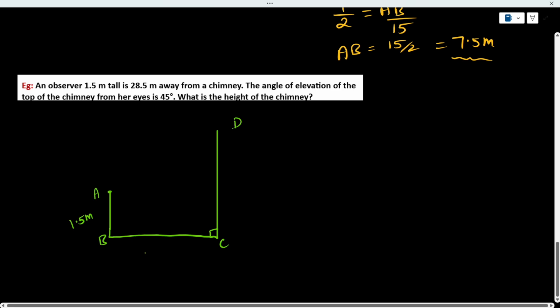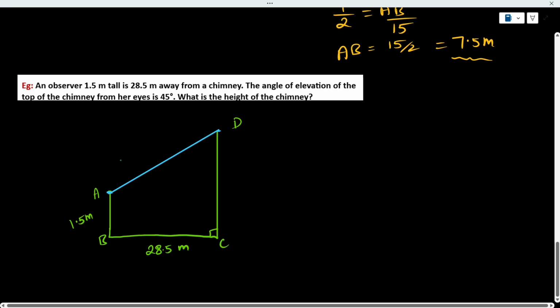So this is going to be a 90 degree angle, and the distance between B and C is 28.5 meters, right? The angle of elevation of the top of the chimney. What is the top of the chimney? If you see here, point D is the top of the chimney, seen from her eyes. Her eyes are here, so the point of observation is A. Now you know what the line of sight is, because this person from A is looking at the top of the chimney, which is at D.